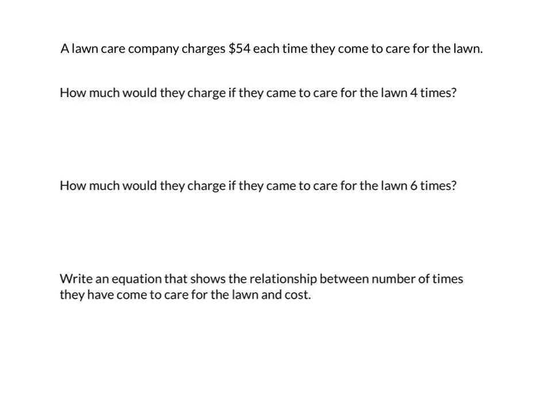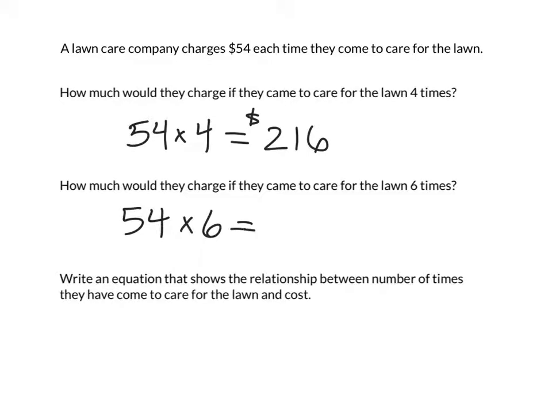Alright, if we wanted to find out how much a lawn care company would charge for 4 times coming, we would have to do 54 times the 4. And when we do 54 times 4, we get 216. Now if we wanted to figure out how much they would charge for 6 times, we would have to do 54 times 6. And we would get 324.